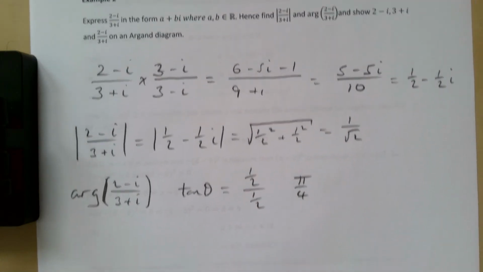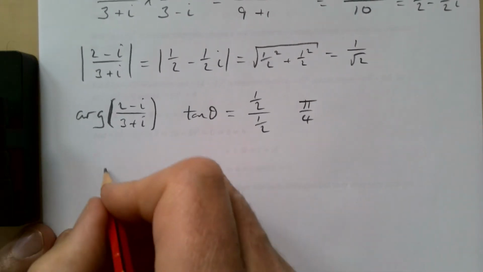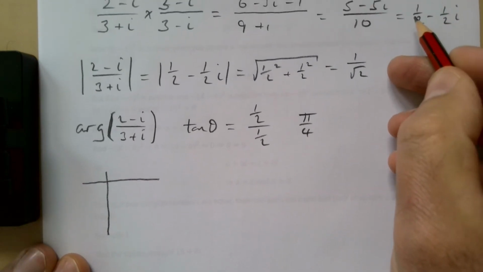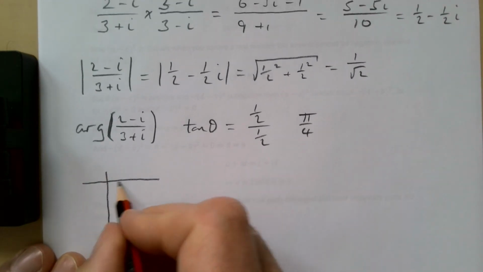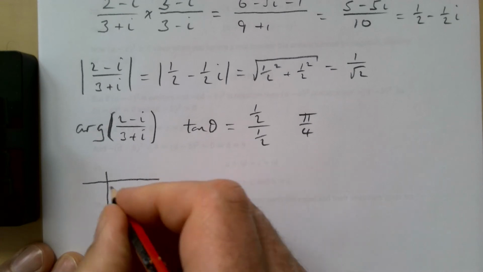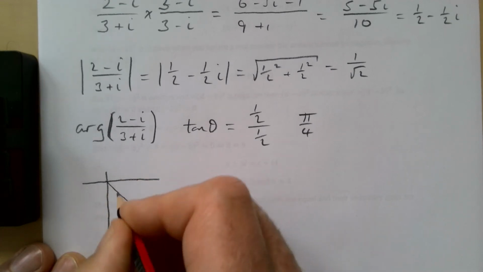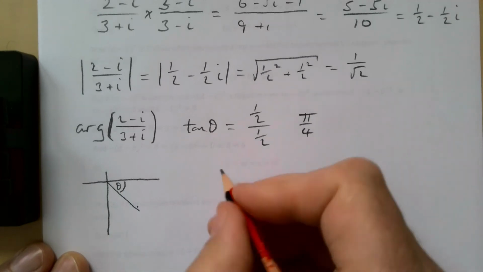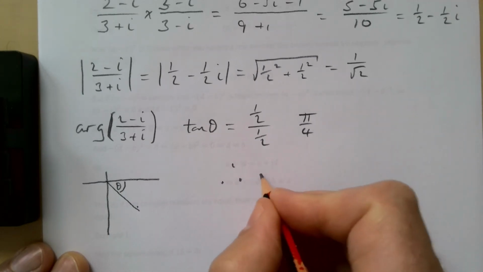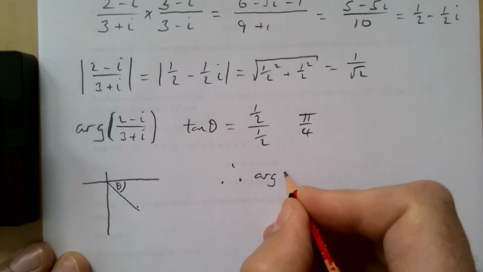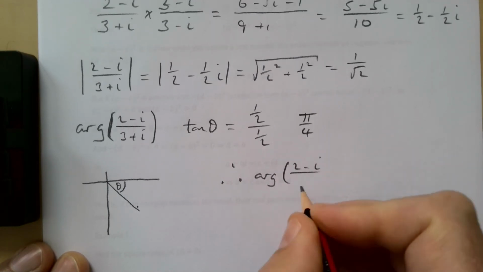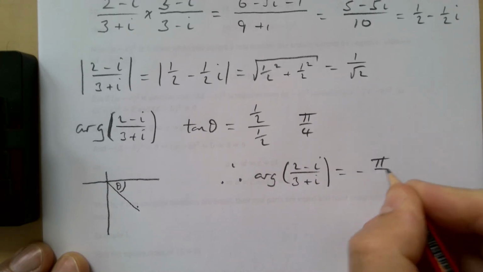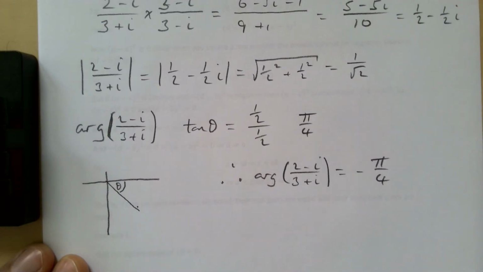Definitely worth having a wee Argand diagram for this to see where we are with it. So it's of course this number here, which is a half, take away a half i, so it'll be a half across and a half down. What we have just worked out is that this angle is going to be pi over 4. Therefore, our argument of (2 minus i)/(3 plus i) is minus pi over 4, because we're going down that way.